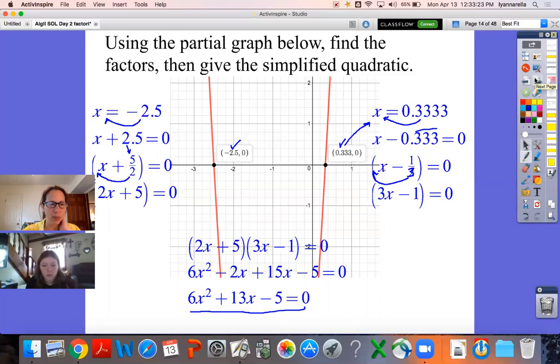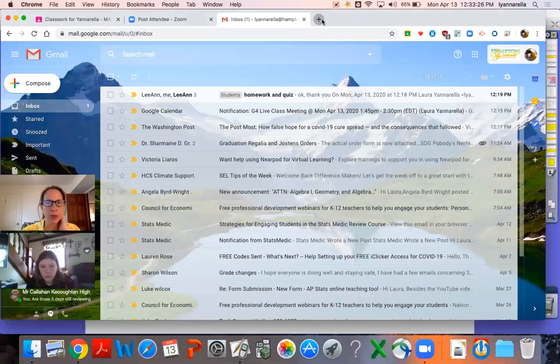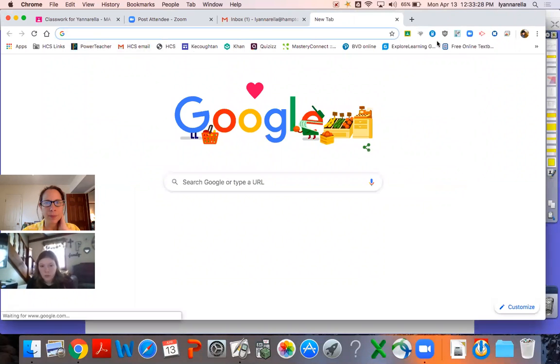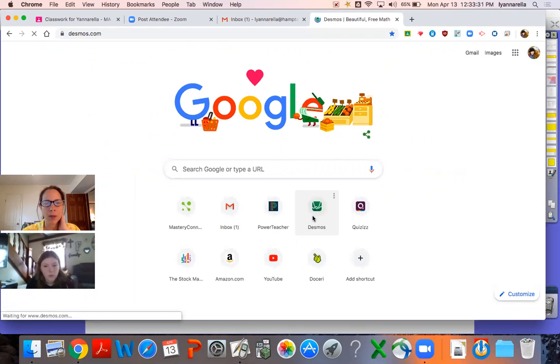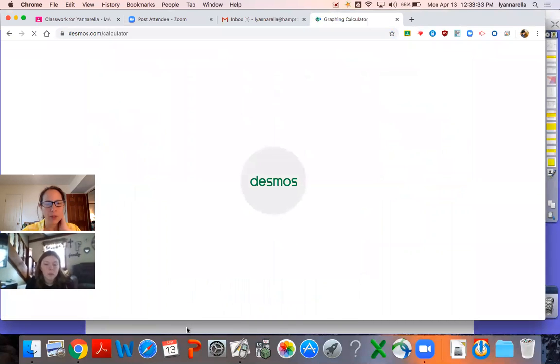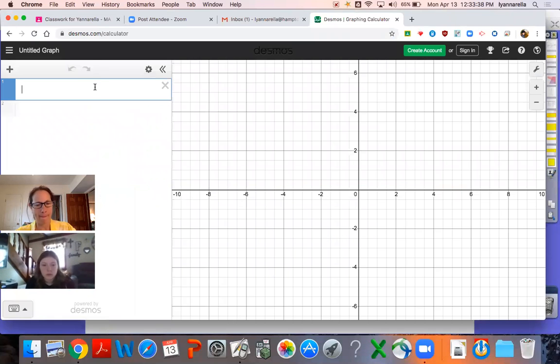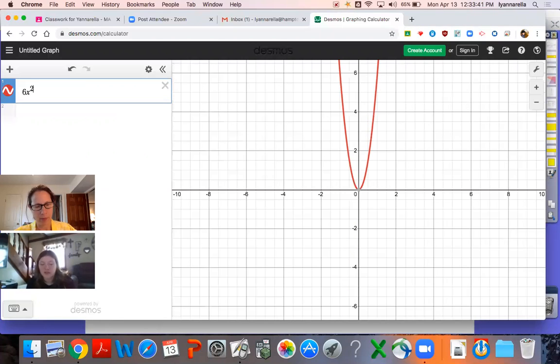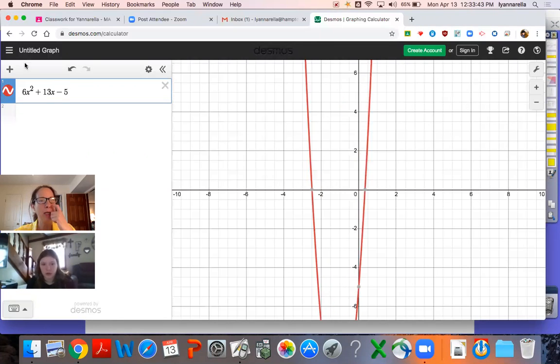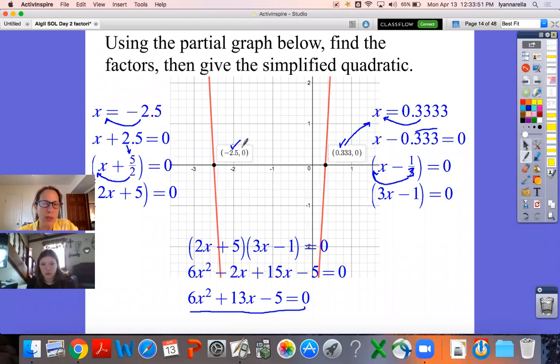So remember how to use Desmos. And all I did was go into Desmos and I graphed 6x squared plus 13x minus 5. So that's what they're going to give me. You're going to get this, and you need to find the two zeros and turn them into factors like I did up above. So I found the two zeros, and I turned them into factors. Once I got everything on this side, I put parentheses around it, and then I slid the bottom number in front.